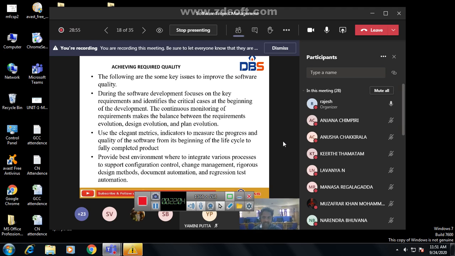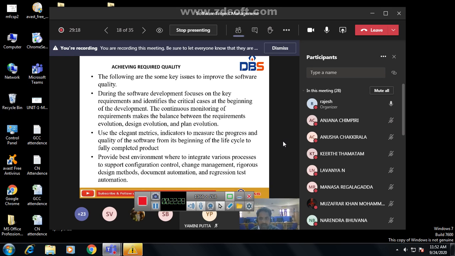Achieving the required quality. The following are some key issues to improve software quality. First, during software development, focus on the key requirements and identify the critical cases at the beginning of the development. So first we have to identify the key requirements and the critical cases in this development. First we have to identify that.